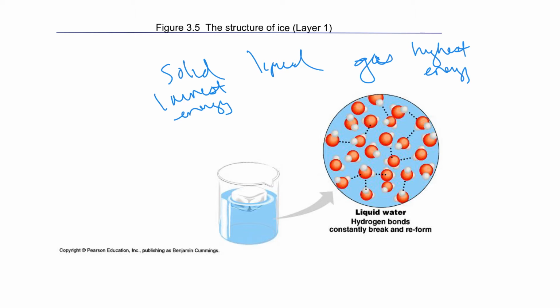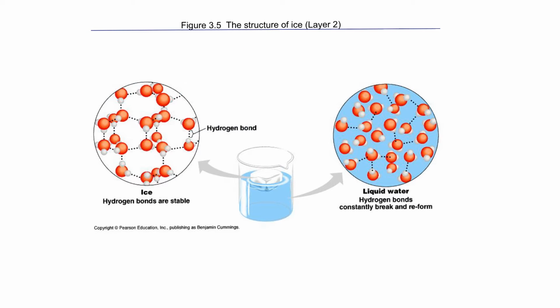So in these water molecules, we have a medium amount of kinetic energy, and these guys are moving around enough that very few of them actually escape these hydrogen bonds and become gases, but they're constantly breaking and reforming those bonds. That is very different than ice, all right?